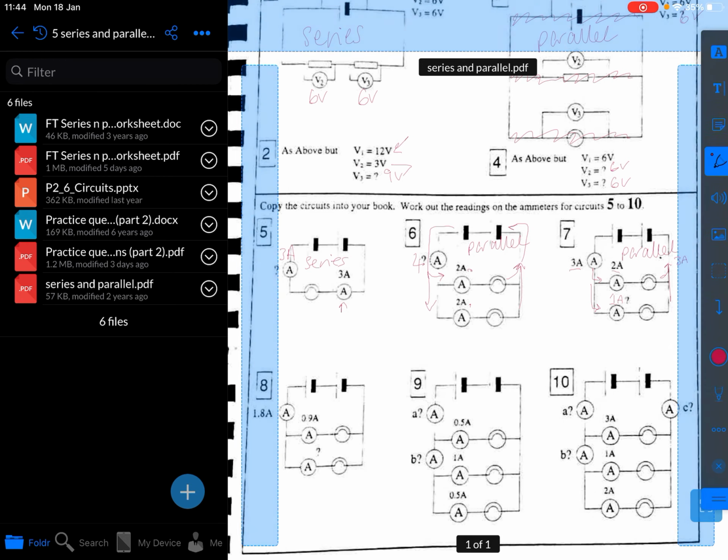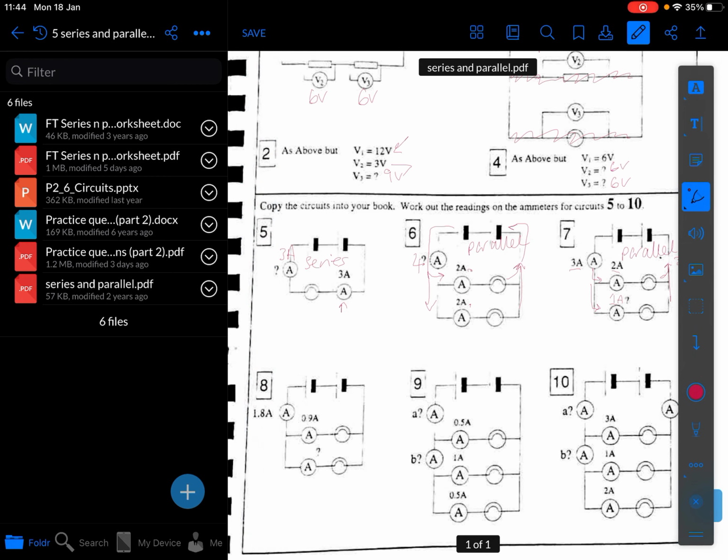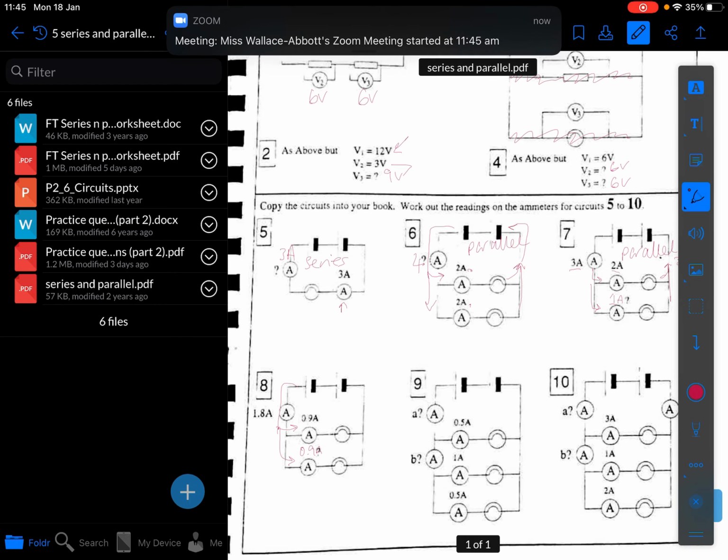Oh, let me just move this out of the way. Okay, number 8. You have 1.8 amps in our parallel circuit coming down from the cell. 0.9 amps has gone along the first branch. How much is left over? 0.9 amps again.